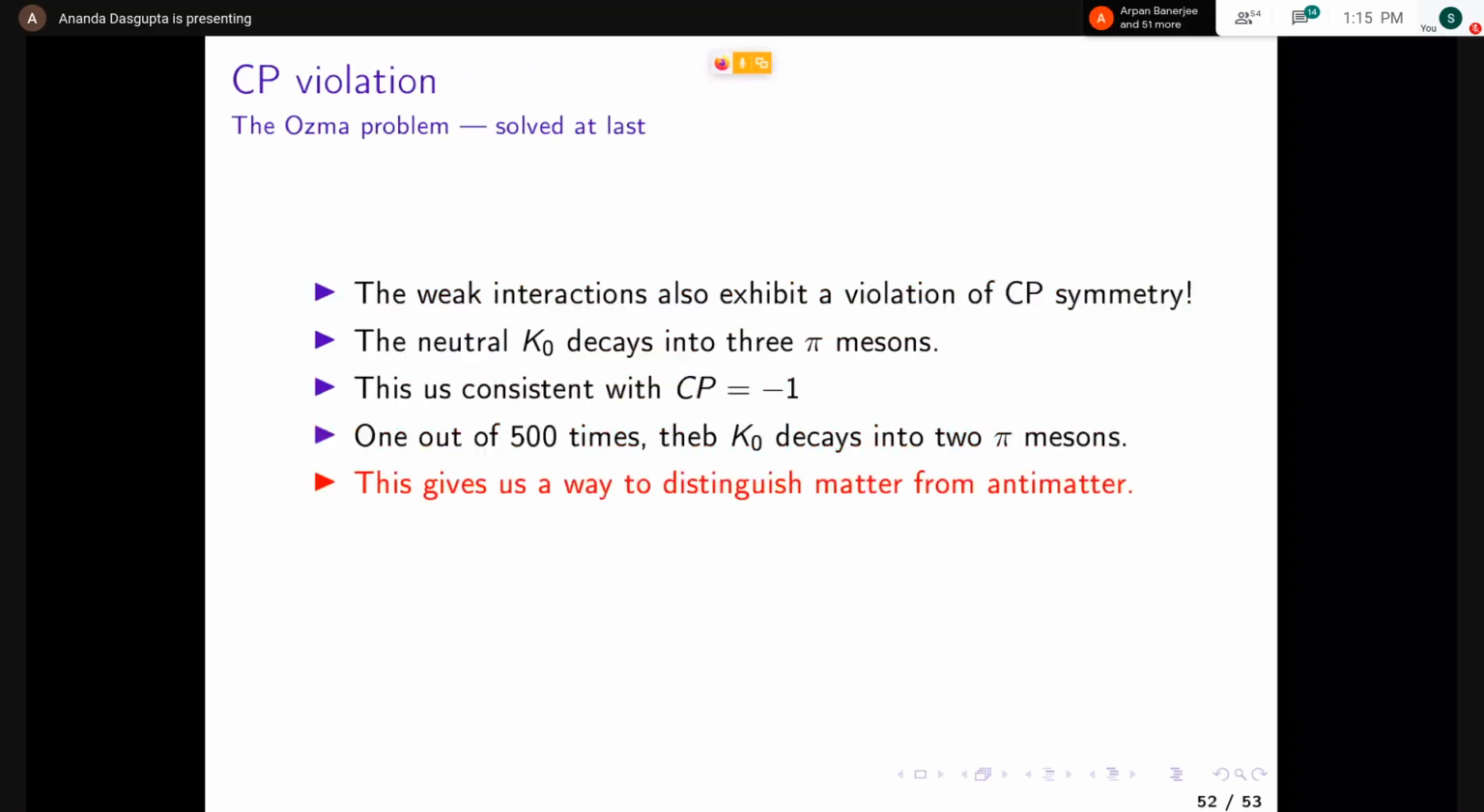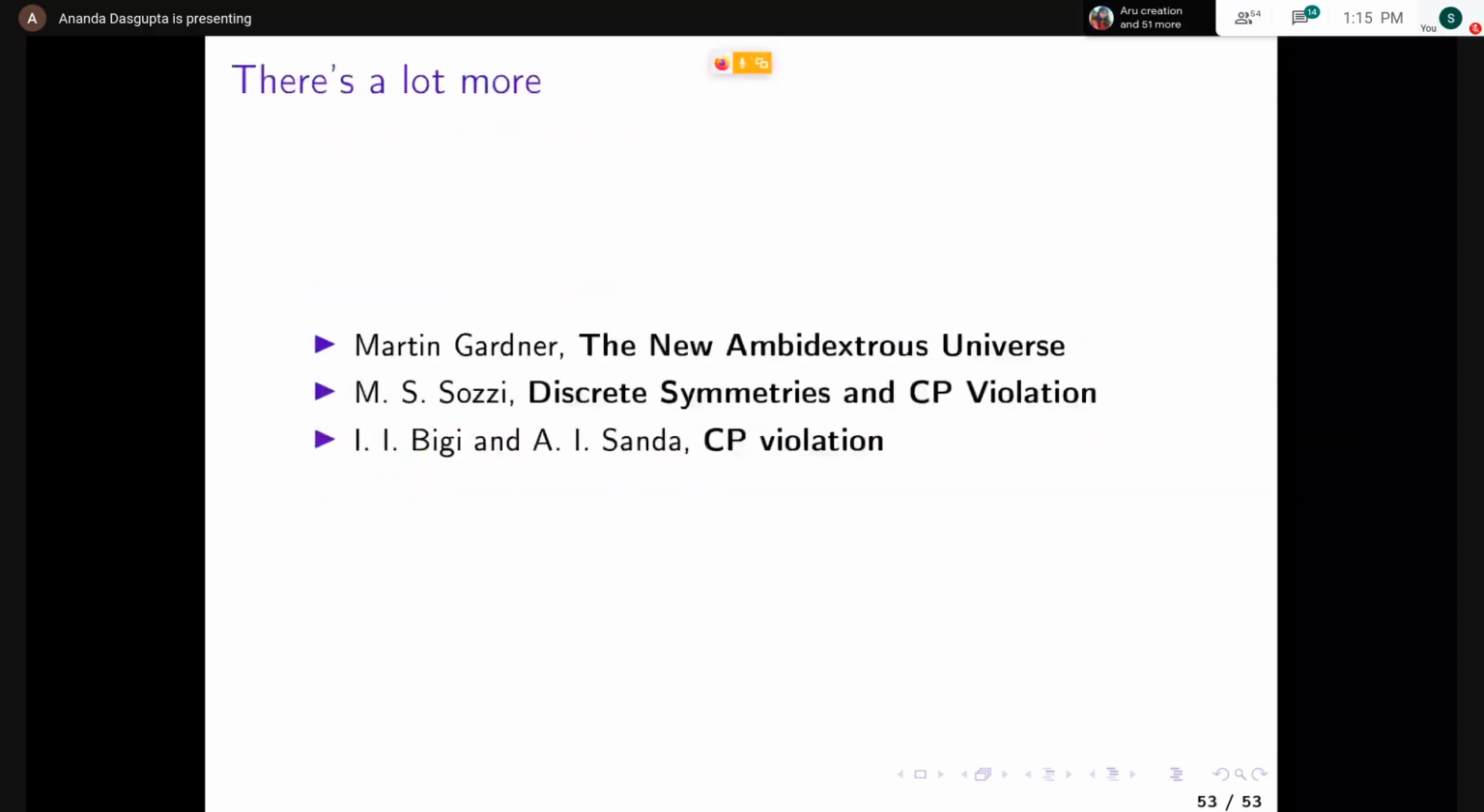But let me just leave you with these books you can read. The first one anybody can read. This is a popular science book. The New Ambidextrous Universe is a later edition of the Ambidextrous Universe which Martin Gardner wrote. It's a wonderful book which is accessible to anybody with any background. The next two books are actually for physics graduates. You have to learn a bit of physics before you can actually read those books. But they have details of all this that I've been talking about. So I will stop here. And if anybody still has any energy left, I will answer a few questions.